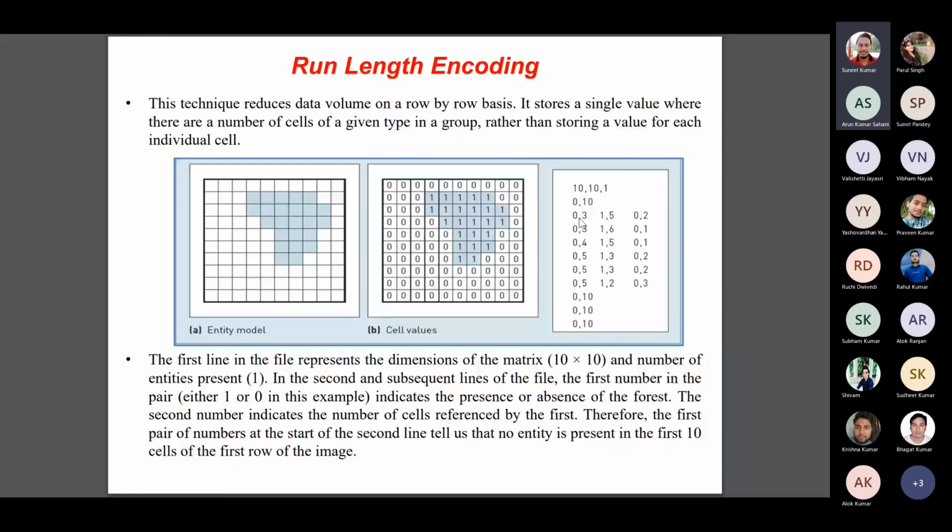Okay then. Next topic is block coding. ब्लॉक कोडिंग में क्या किया जाता है?